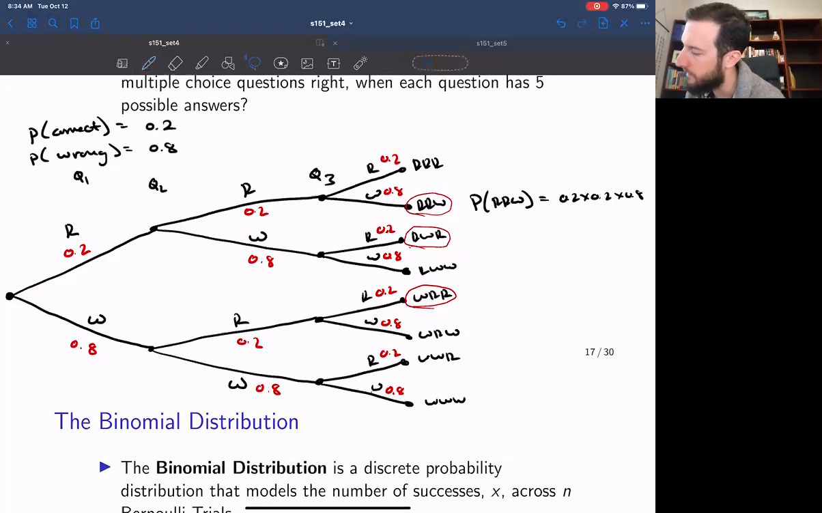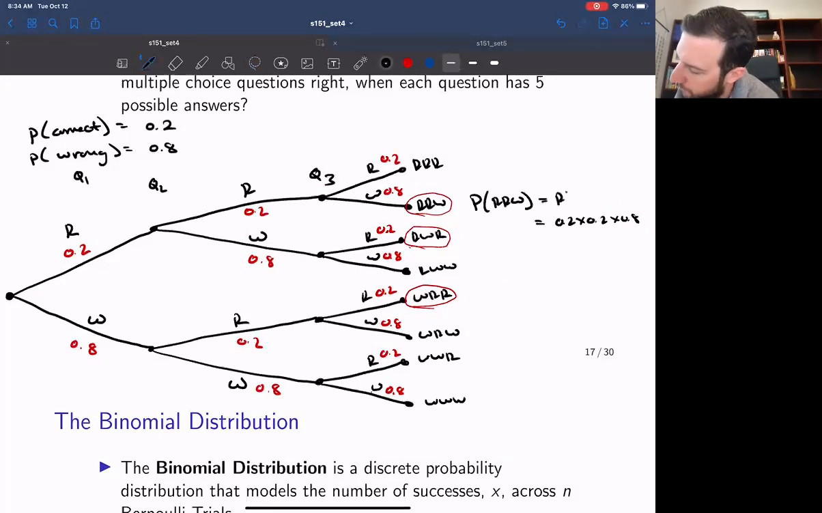Actually, just for clarity, we can think of right, right, wrong as an intersection of the 3 events. So this is, because of independence, probability right, probability right, probability wrong. And that gives us 0.032.